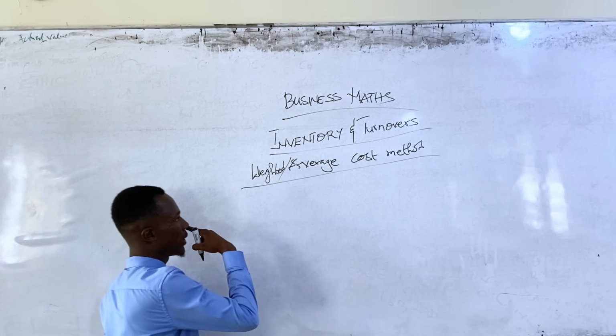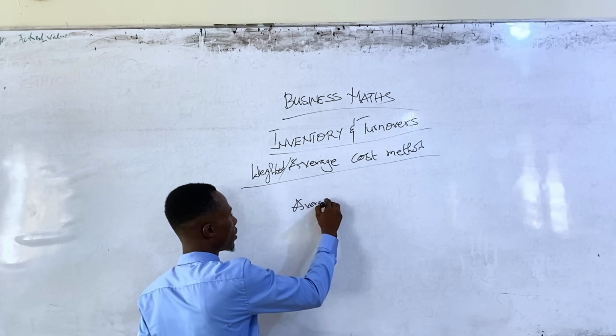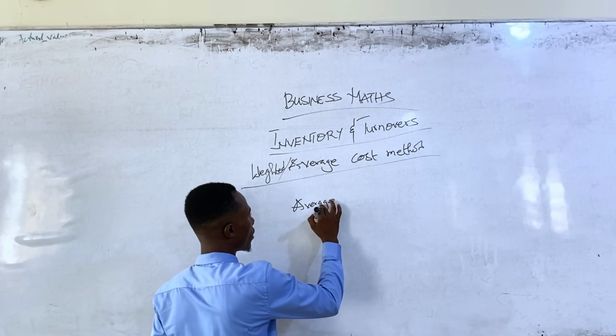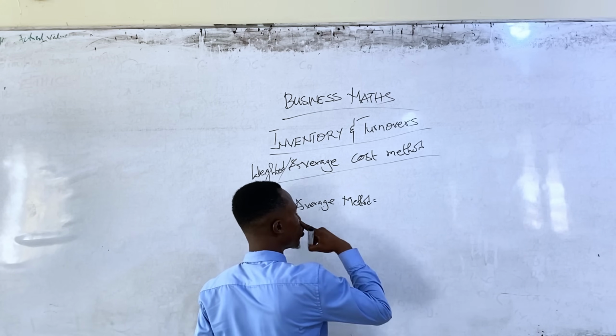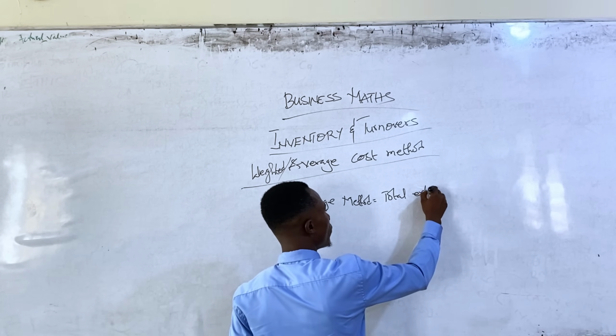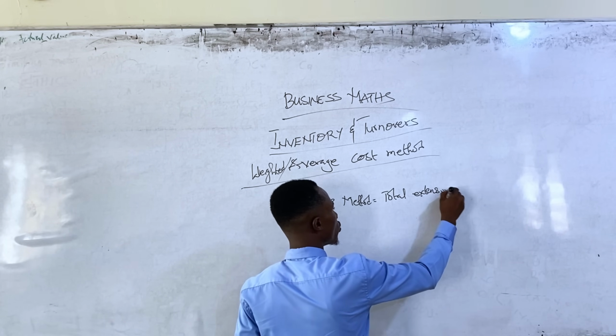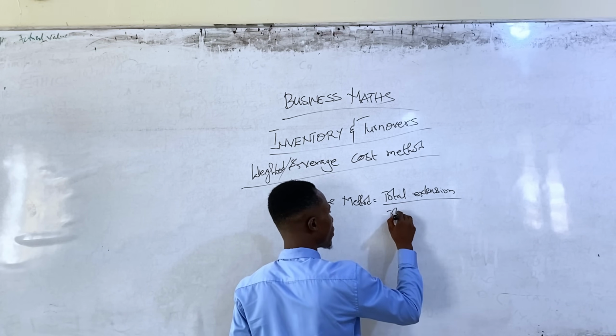So for the average method, you are going to just keep this formula in mind, that the average method is equal to the total extension divided by total quantity.